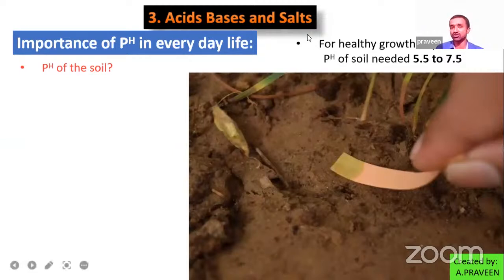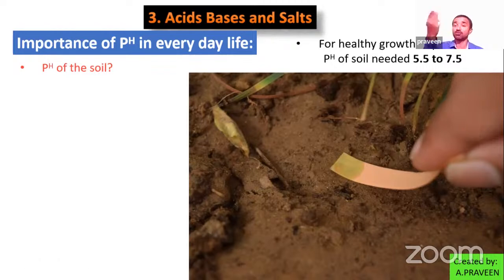So here, finding the soil pH value using pH paper. It is giving green color here. So what is the pH of the soil here? 7. So it is okay. Very healthy soil it is actually. But it is impossible due to the pollution of soil. So it changes towards acidic nature or towards basic nature, right? So the range given is 5.5 to 7.5.